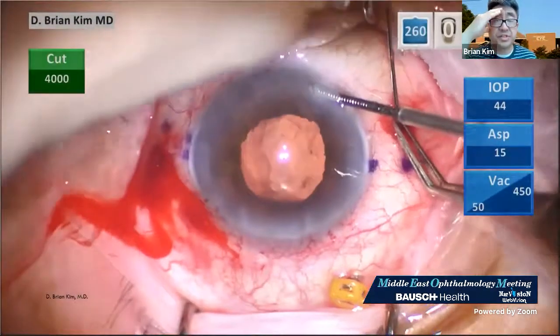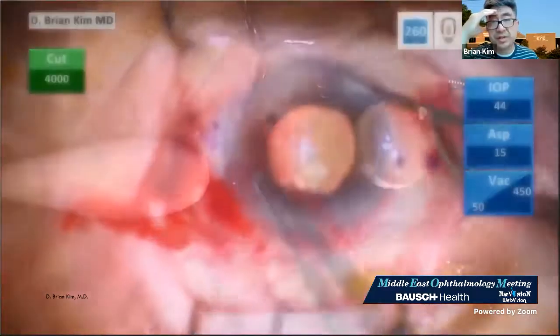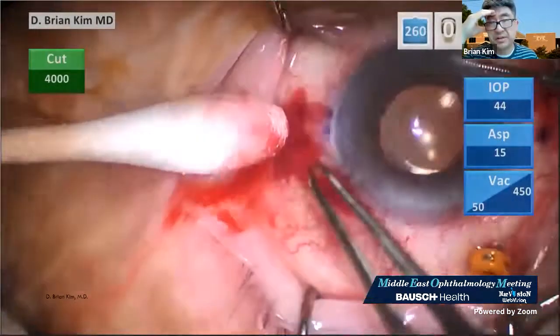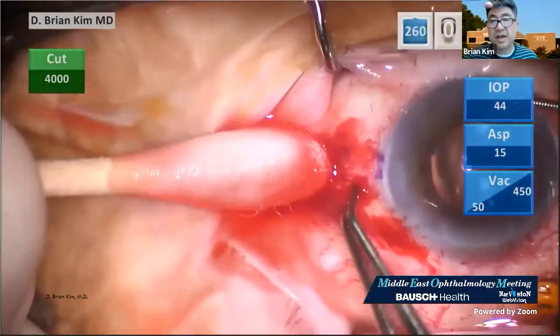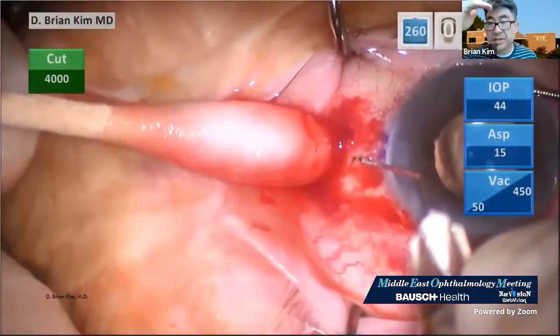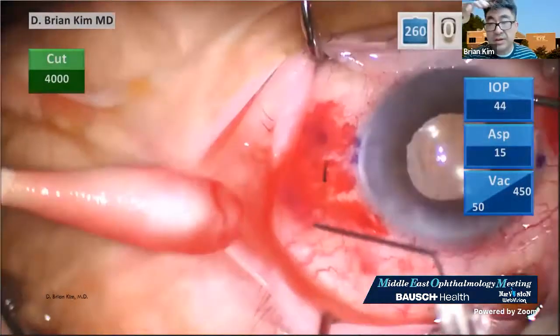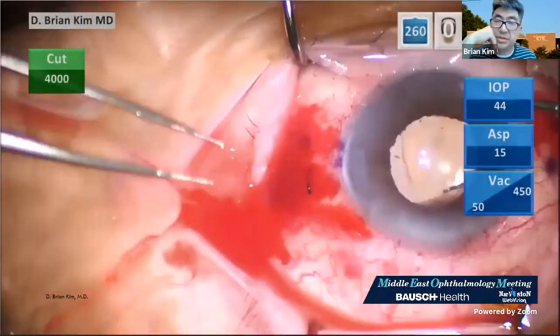And this is a situation once I've externalized both haptics and I pushed it down, I noticed that the lens is a little bit decentered. And so I'm trying to find the haptic, but I've buried it past conjunctiva, past Tenon's, and I'm getting all this bleeding. So this is a tip. You can take the same needle and you can just go right underneath the flange and pull it right up. It was just so easy.